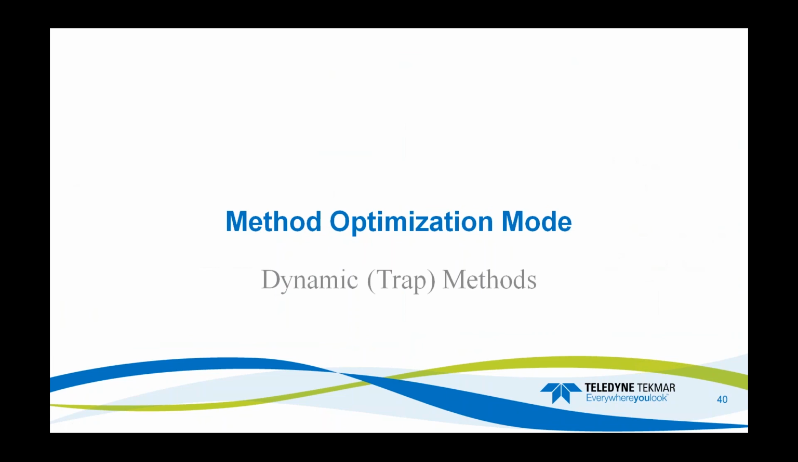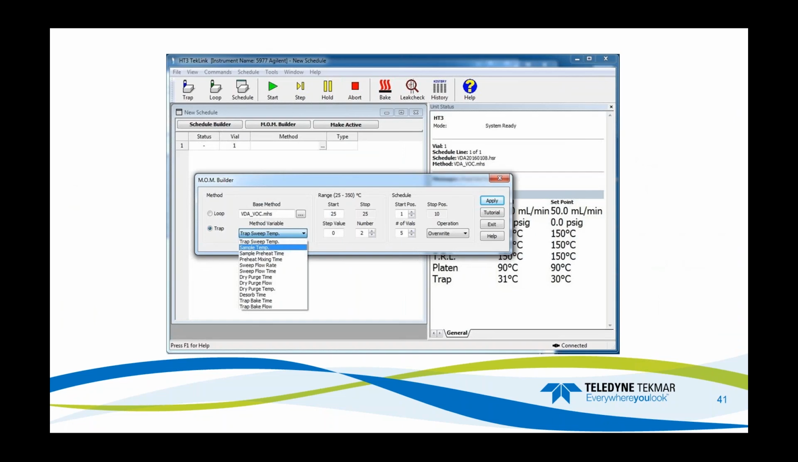Now I'd like to talk about the method optimization mode for the dynamic methods. This is only available on the HT3. We can vary the trap sweep temperature, sample temperature, the sample preheat time. Say, for example, you have a polymer and you want to see if I preheat that sample for 5 minutes and do 10-minute increments, does that help me heat that sample up better so when I sweep it and trap that sample that I get better sensitivity?